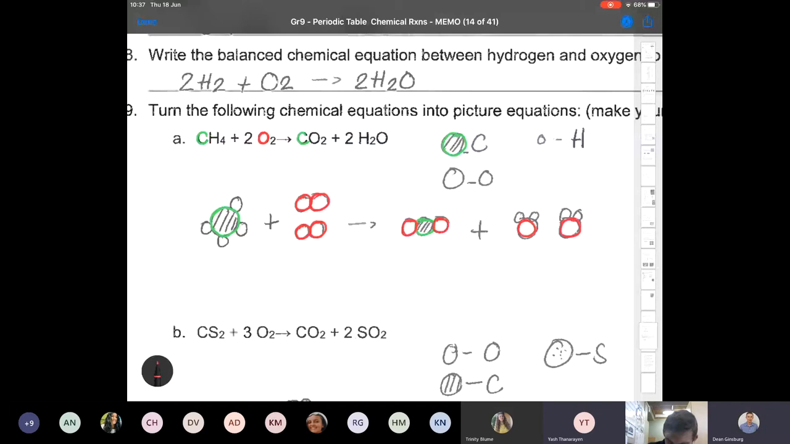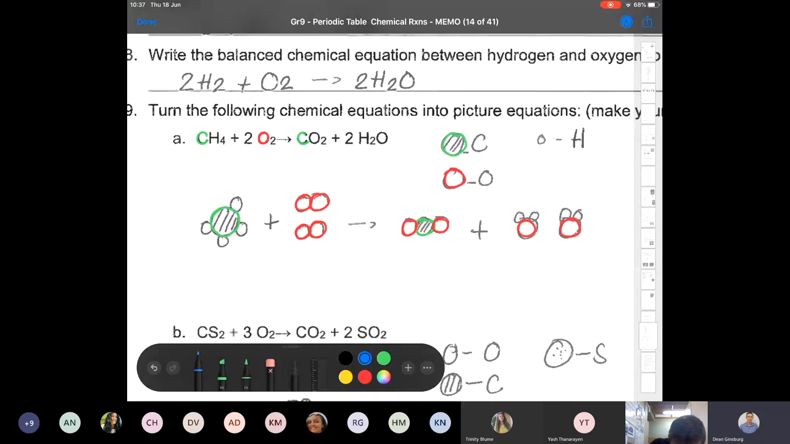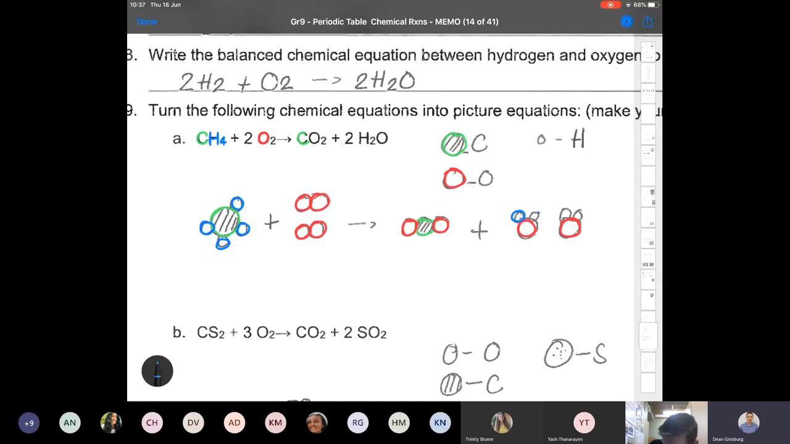And then that's all. Be done. Oh, wait. Hydrogen. I'm forgetting about hydrogen. Hydrogen on the left, we've got four. One, two, three, four. And on the right, we've got four. One, two, three, four. So hydrogens are balanced. So carbon's balanced, oxygen's balanced, hydrogen's balanced. Do you agree? Yes, sir.